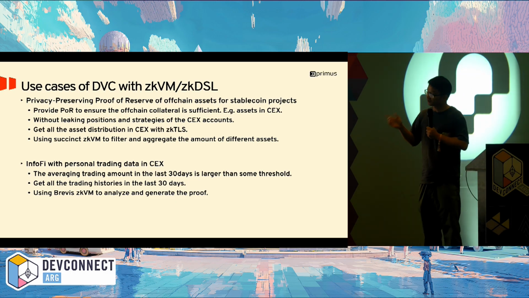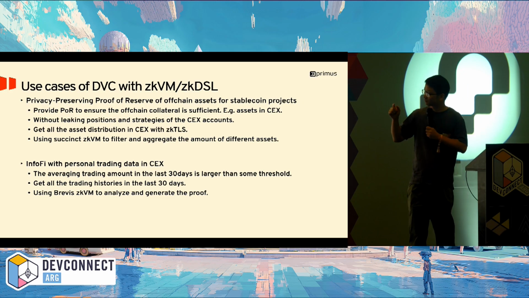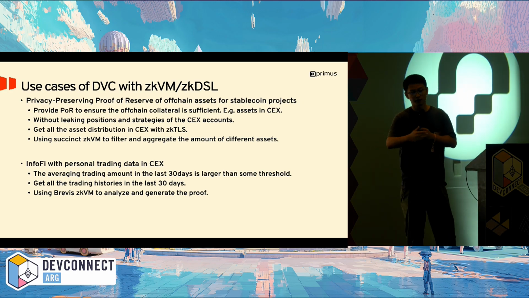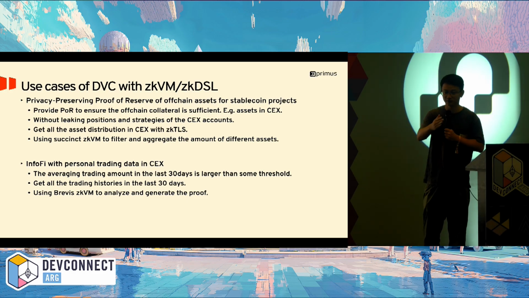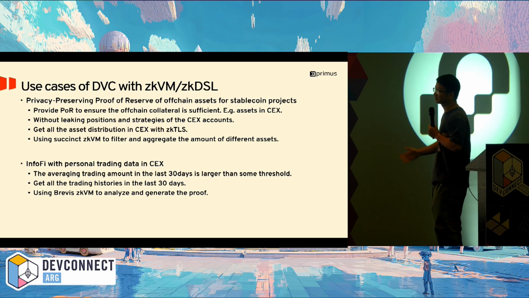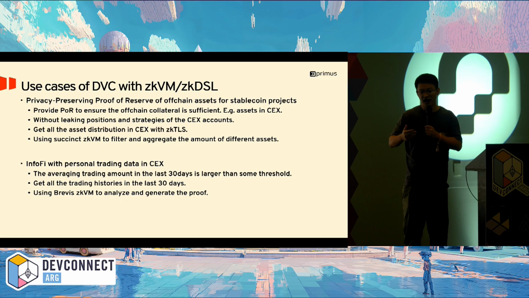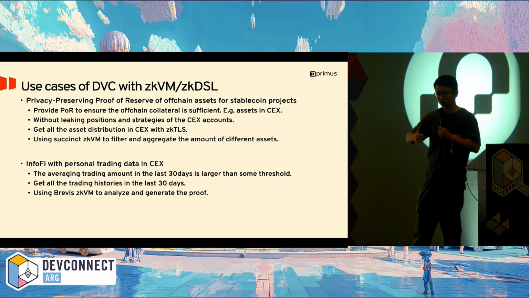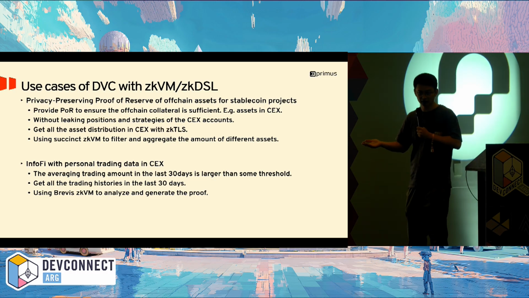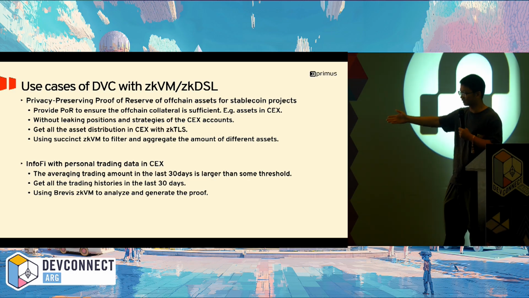First of all, they can get their asset distributions. It's multiple URLs, not just one single piece of data, because they have multiple accounts, using zkTLS. We also use a zkVM to filter and aggregate the amounts of different assets. You don't know what kinds of assets they have, so you have to write Rust code to filter and aggregate everything. It's not possible right now using just QuickSilver. It's very suitable to use a zkVM with Rust to do that. And we also have info on personal trading data in centralized exchanges.